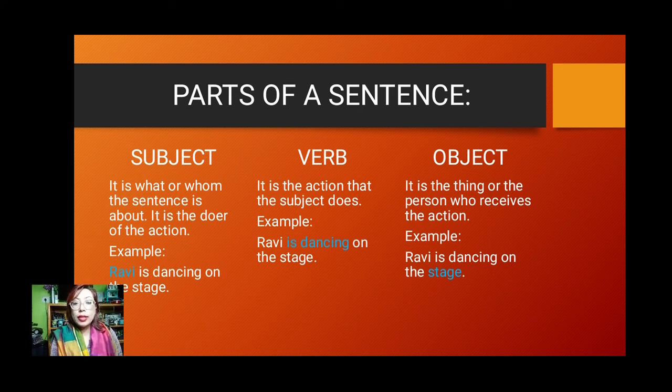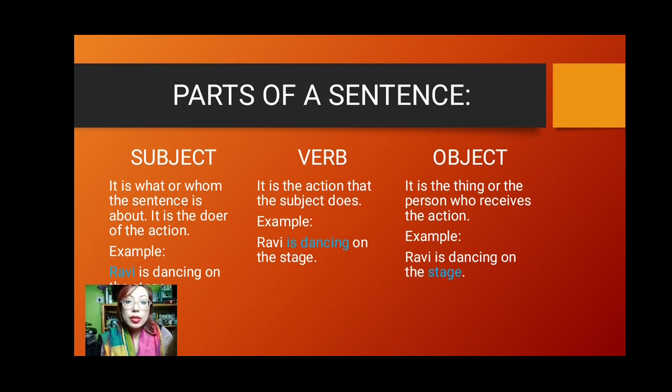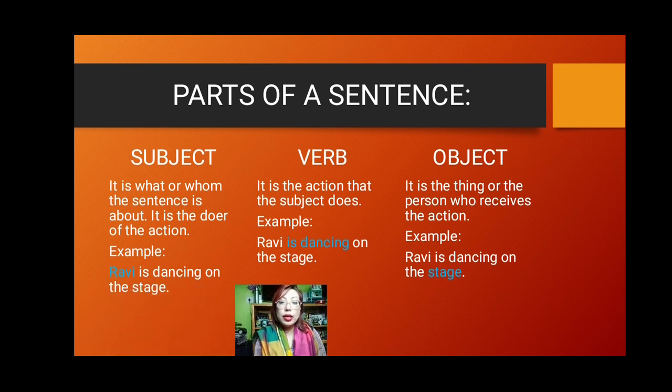For an example, you can see an example over there: Ravi is dancing on the stage. Now students, can you identify who is the subject in that sentence? Yes, it is Ravi. Why? Because Ravi is performing an action and the sentence is talking all about Ravi, right? It is centering around the subject, which is Ravi.